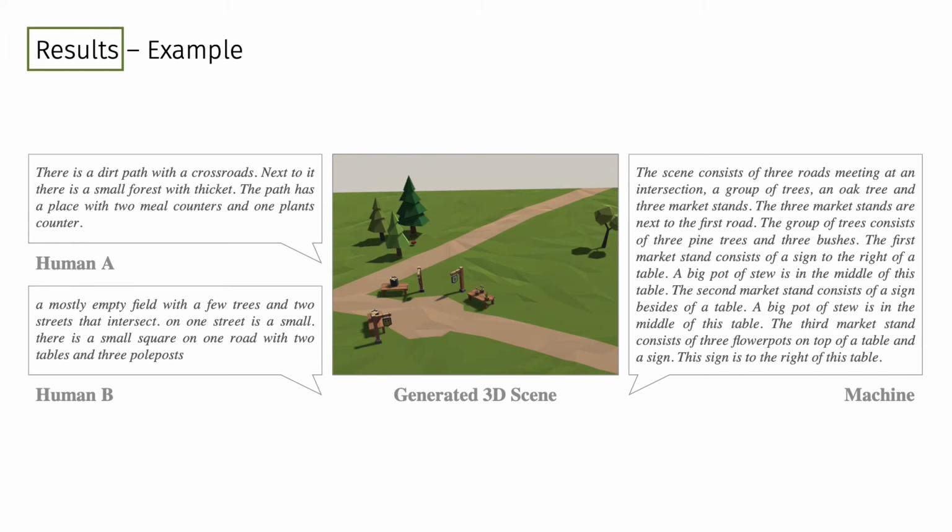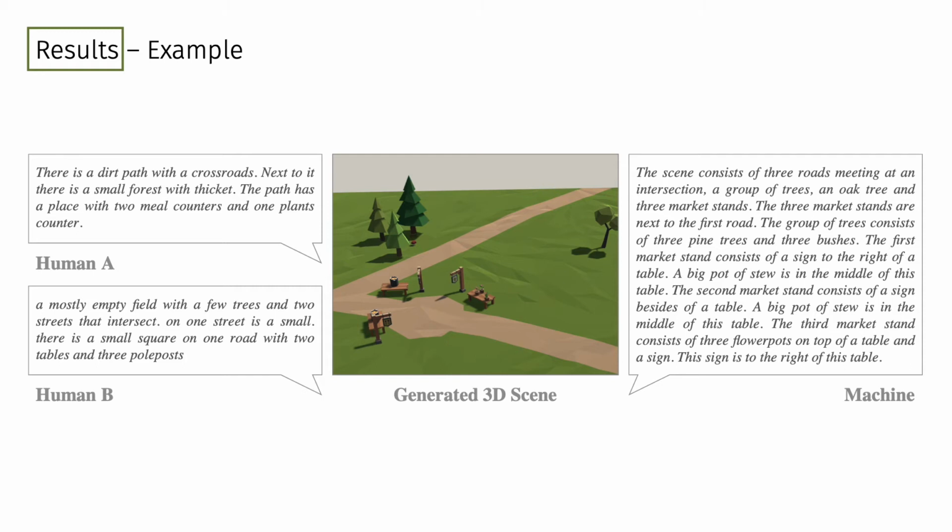As you can see, it's the scene layout from the title slides, and the machine description on the right is quite long for it. It enumerates all the objects, all the clusters in the scene, tells you that there are some market stands there next to an intersection and a small forest, basically.